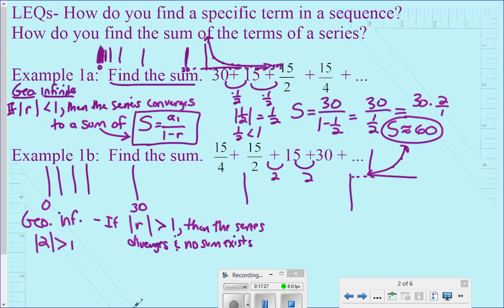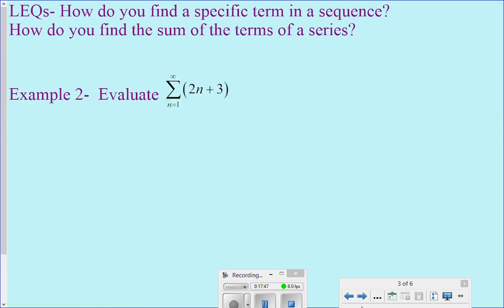So when you're doing problems like this one, what I would want to see for work is that you discovered it was geometric and infinite, you checked the R value compared to 1, you saw that it was greater than 1, and that you then wrote the series diverges and no sum exists. That's what I want you to write. Okay, so let's try this one. So this time, you want to copy that.